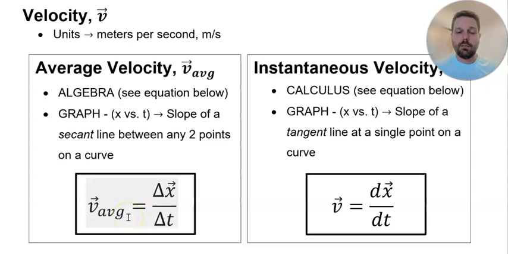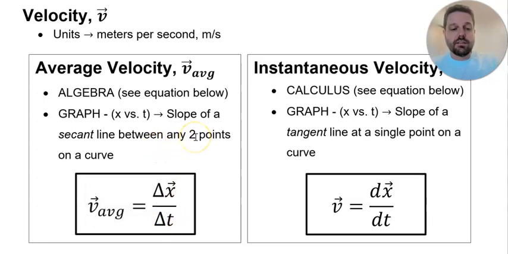Now, if you were speeding up or slowing down, then that wouldn't give you the instantaneous value because it's changing throughout that duration of time. So it would just give you the average over that entire time. If we look at a graph, which we will later, then this would be the slope, right? Giving us like a rise over run.